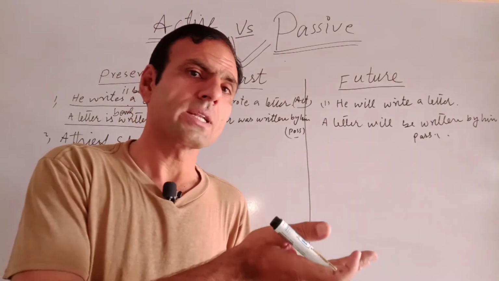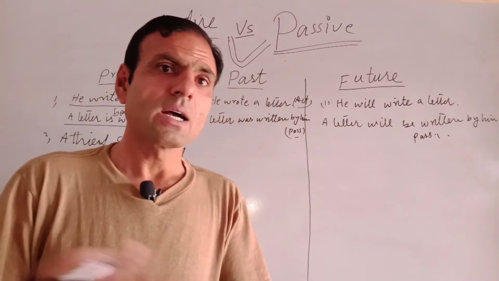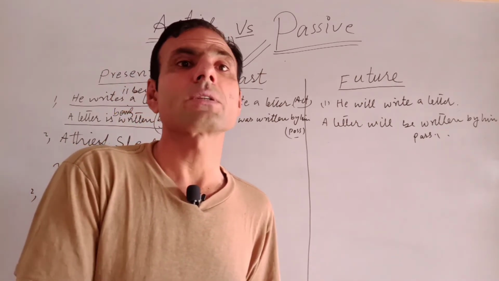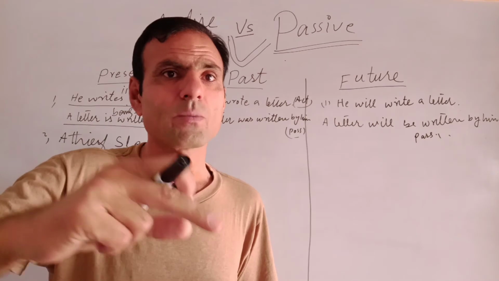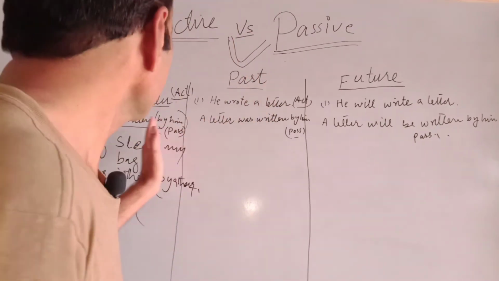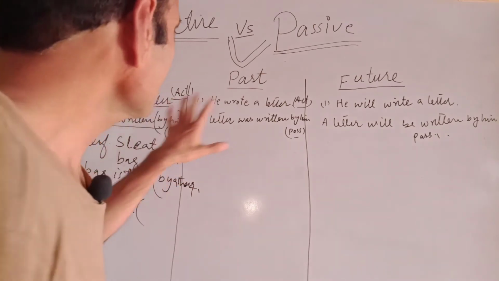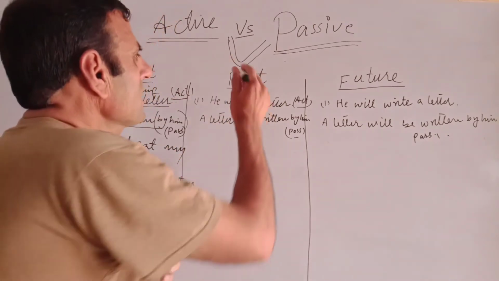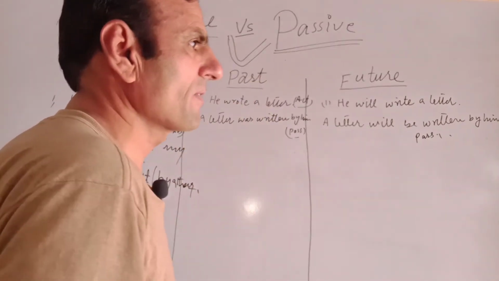He has written a letter. This is the active voice. A letter has been written by him, has been. We put been to change the sentence into passive voice. Okay, we are pretty done with the present. Now we go and discuss the past into passive voice.